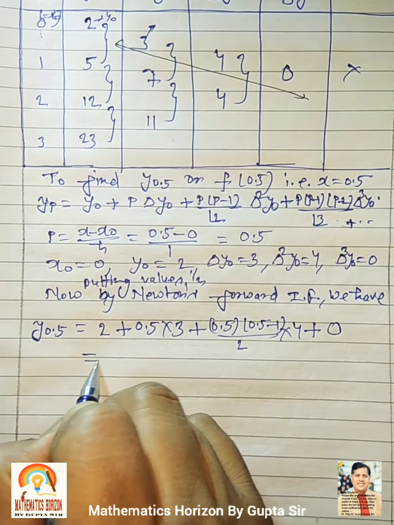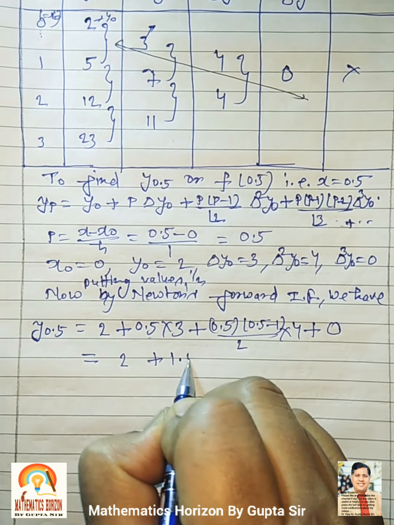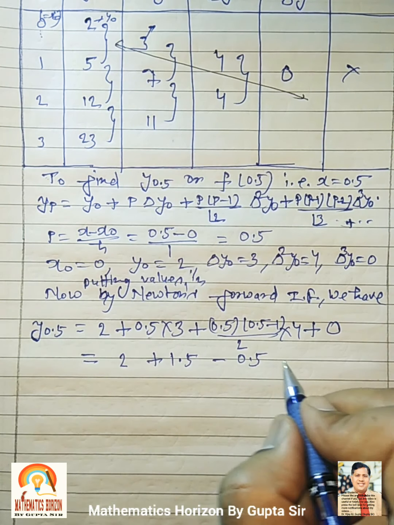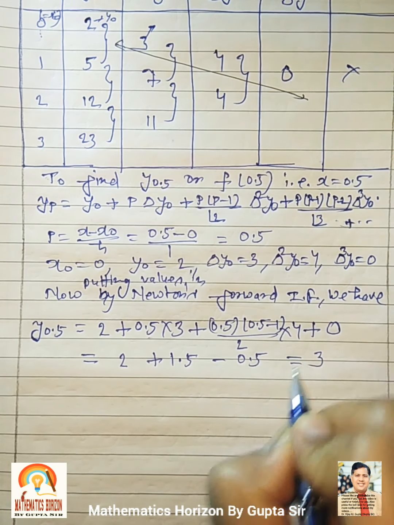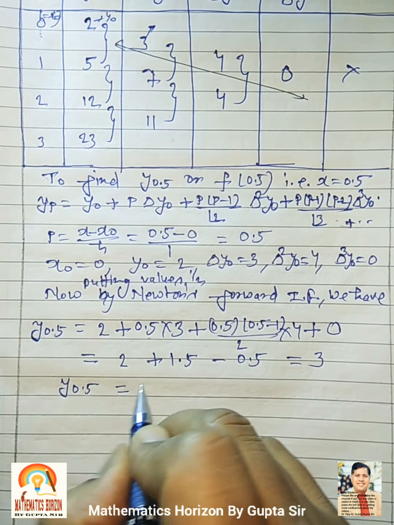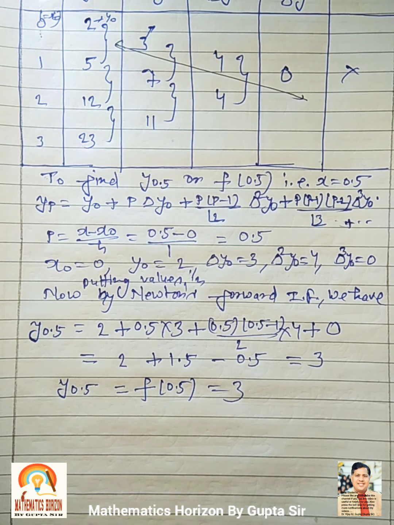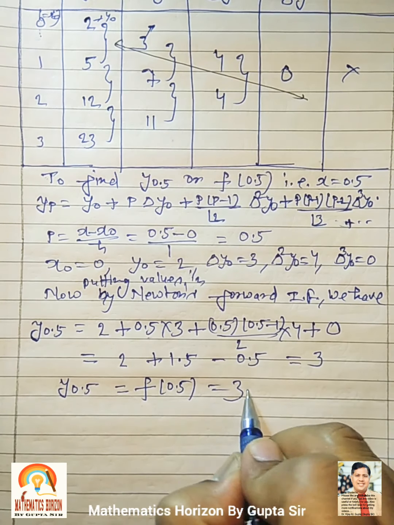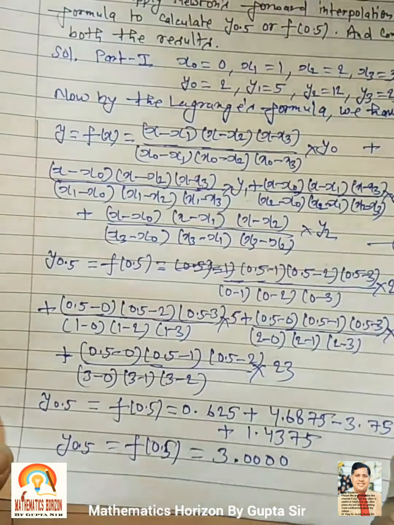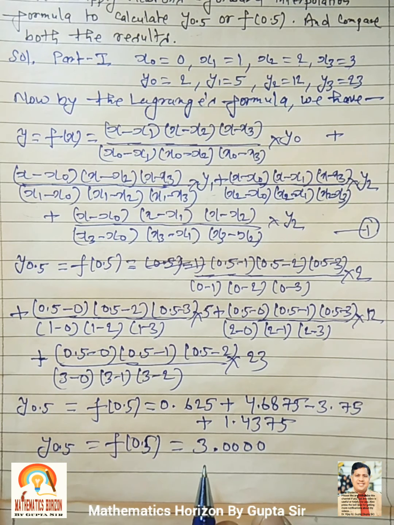When we simplify this, what do we get? 2 plus 0.5 into 3 is 1.5, and here we get this term, 0.5. On solving this, finally we get 3. So y 0.5 is equal to f 0.5 is equal to 3, that is 3.0000. We can write 3.00 to 4 places of decimal, which is the same as we have in our Lagrange's interpolation formula.